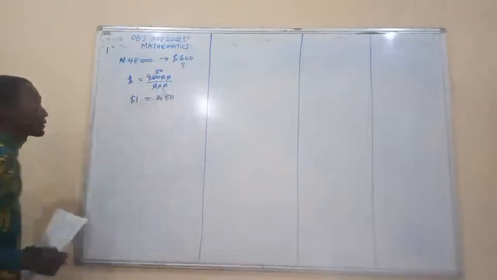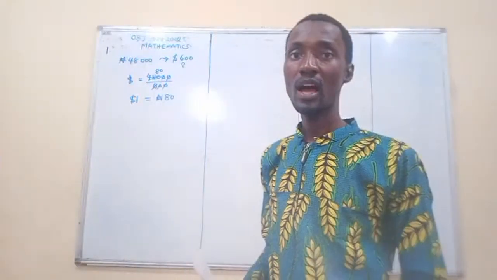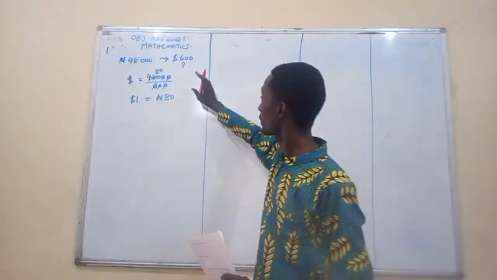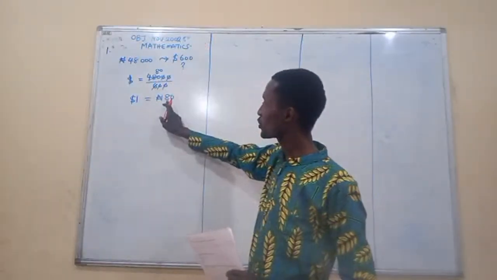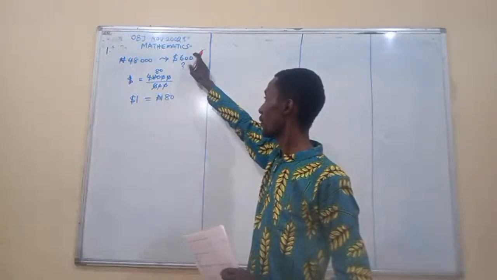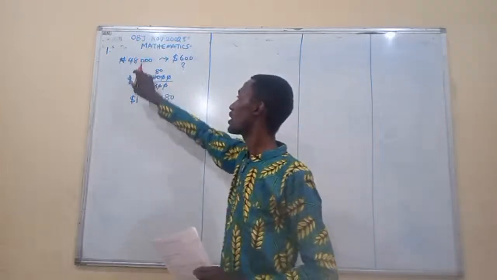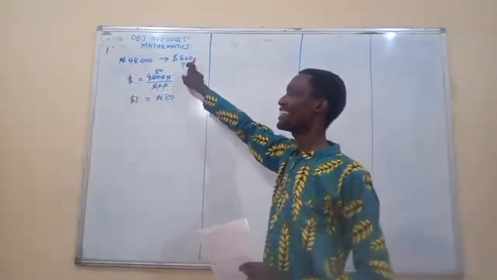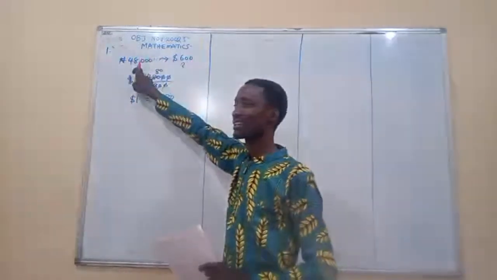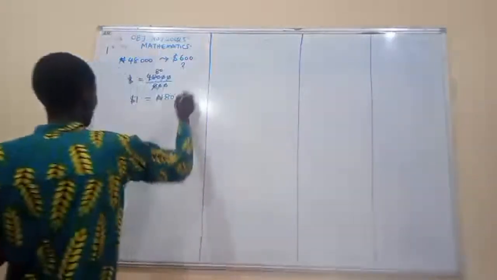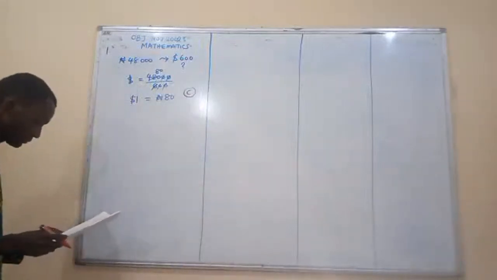If you do that correctly, $1 will be equal to 80 naira. How do I know if my answer is correct? There's a very simple way to check. The answer you get here must be a factor of 48,000. So if 600 corresponds to 48,000, then 1 will correspond to this divided by 600. And if you had taken that exam, the answer would have been C.